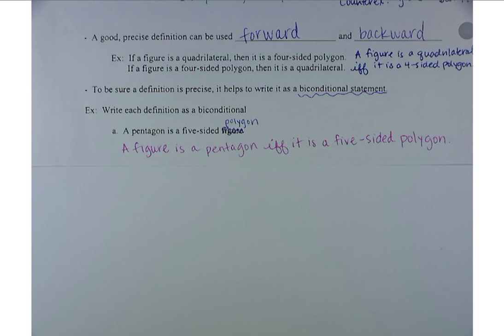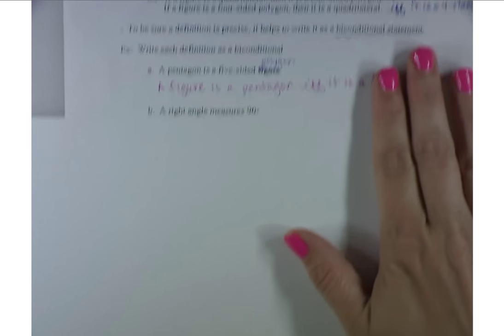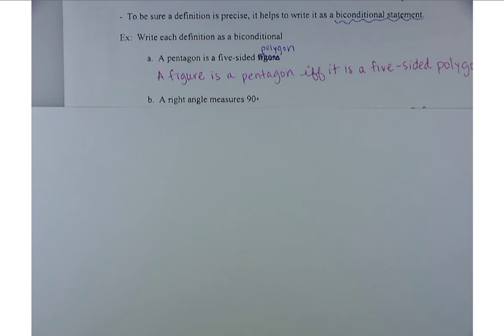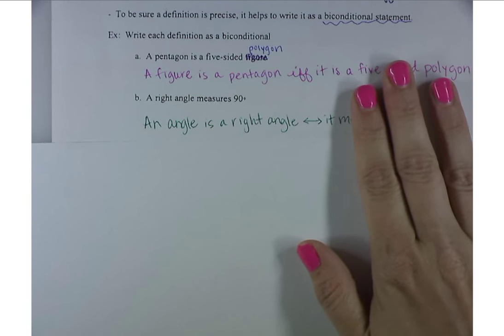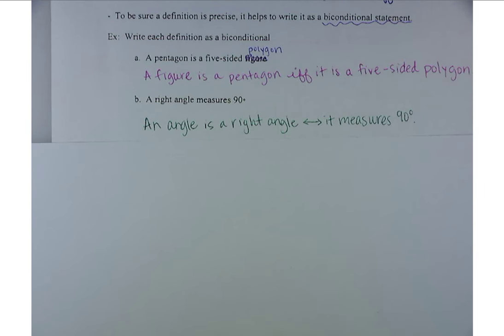A right angle measures 90 degrees. How should we start that? A figure is a right angle. Okay, good. So you could say a figure is a right angle, or you could also say if an angle is a right angle. So either one of those would be perfectly fine.